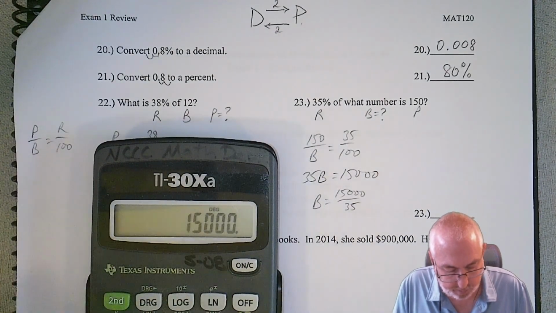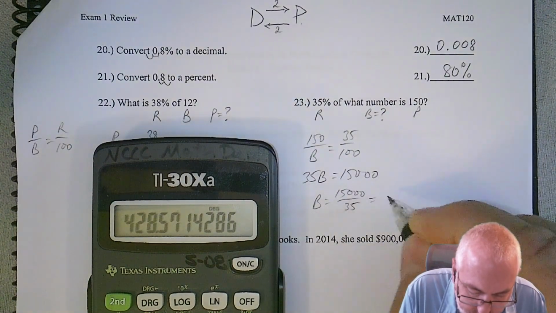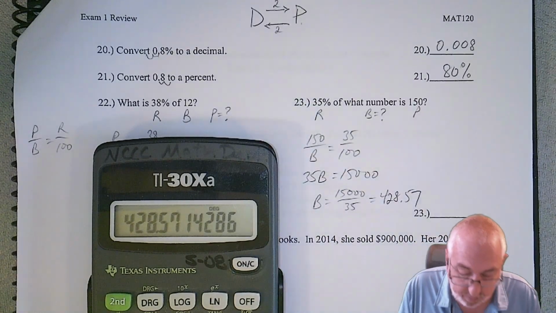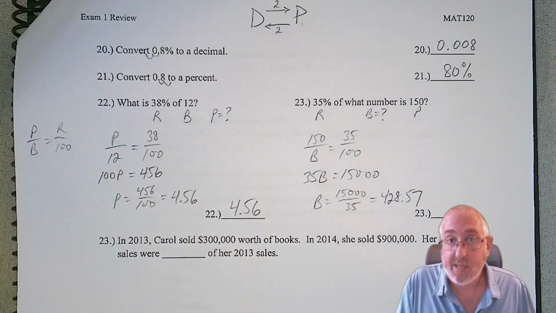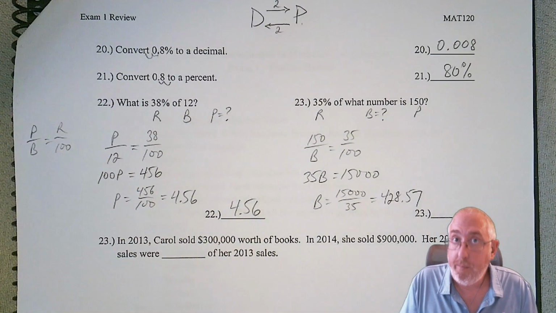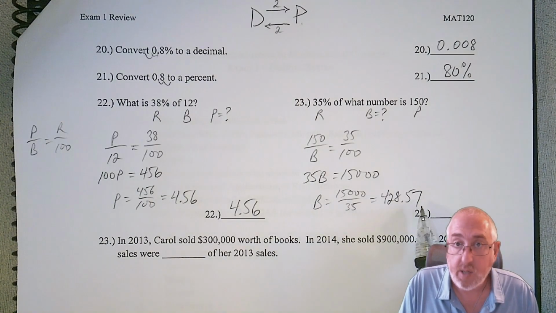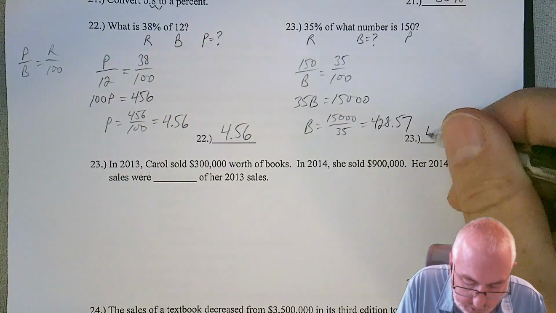15,000 divided by 35 equals, ugh, not a nice answer. 428.5, 0.57. So now it doesn't say anything about rounding, but make sure you follow the directions for rounding. So in this case, I'm going to go 2 decimal places, and so that would be my answer.